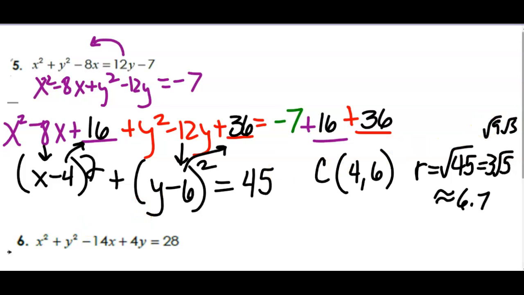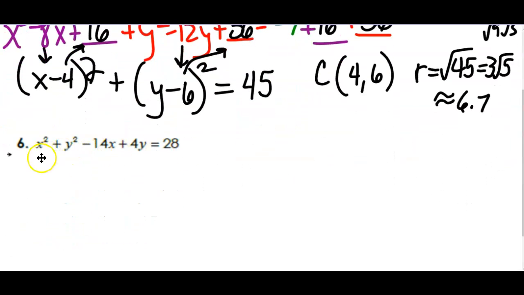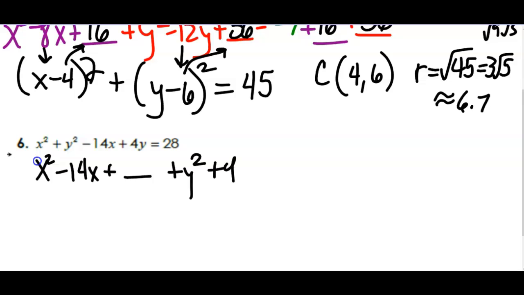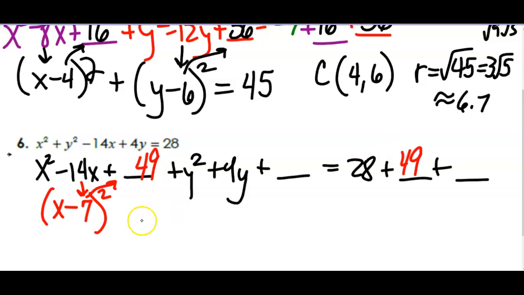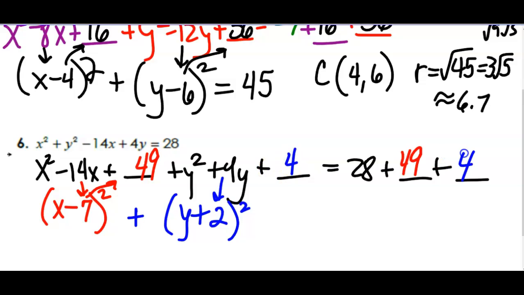All right. Do I need to do one more? Guess I will. X squared minus 14x plus a blank plus a y squared plus 4y plus a blank equals 28 plus a couple blanks. So this one would be x minus, half of this is 7, squared is 7 times 7 is 49. And then we have a y plus, half of this is 2. 2 times 2 is 4.